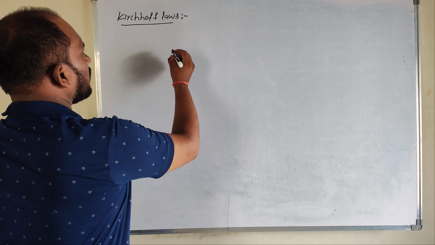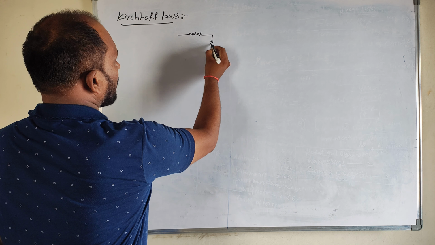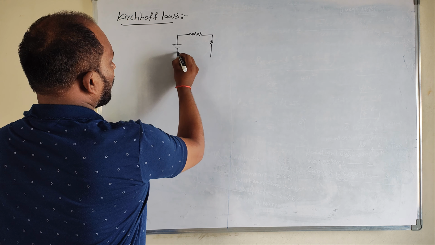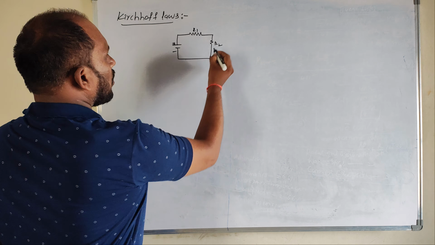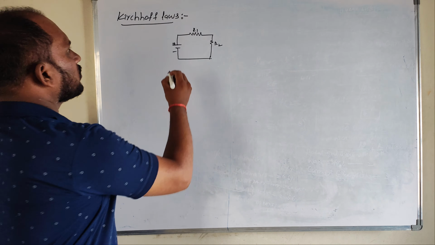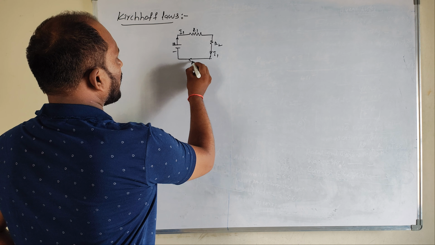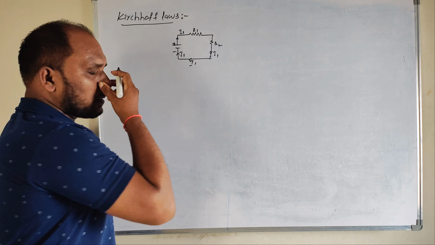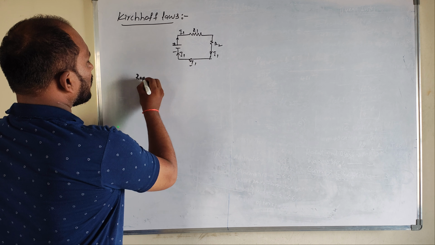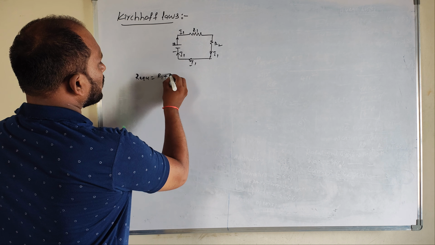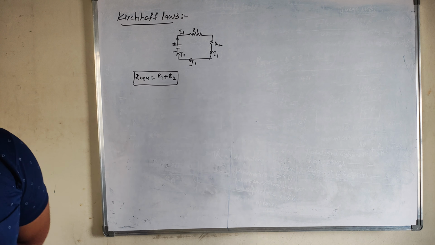Suppose we take this circuit with resistances. This is plus and minus. This is R1, this is R2. Now we can easily solve it. This is I1, and this is also I1. So there is no change in the current. That means R equivalent is equal to R1 plus R2. So directly we can easily solve the circuit.